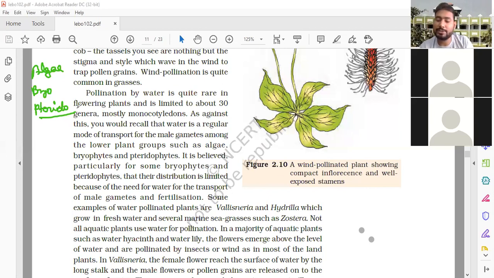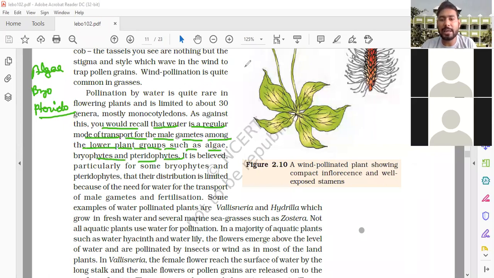So very important. Just read. They have given, you would recall, you already studied this in +1, that water is a regular mode of transport for the male gametes among the lower plant groups such as algae, bryophytes, and pteridophytes.